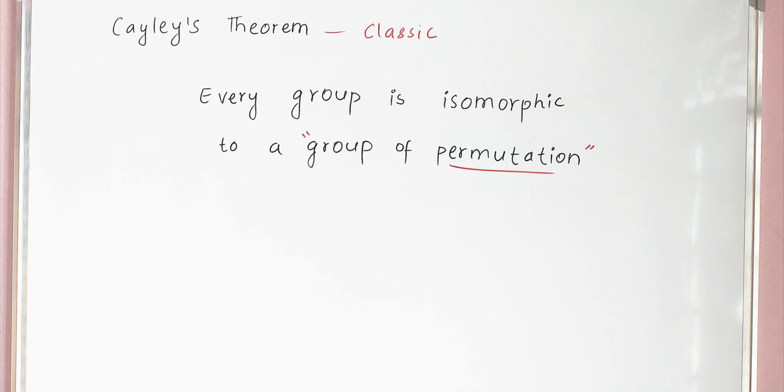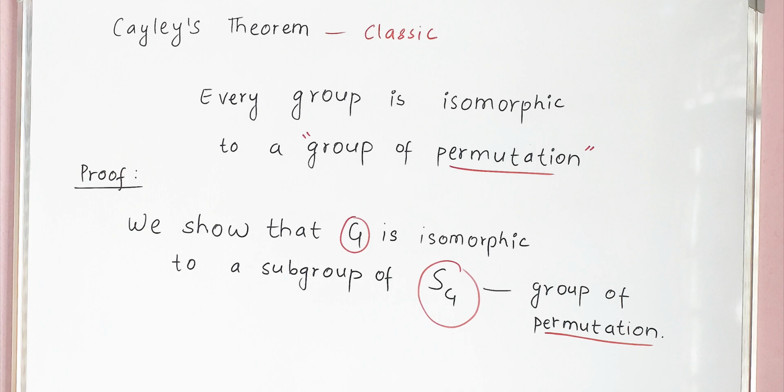its structure can be found in some group of permutations. Every group, its structure lies in some group of permutations. So what a discovery it is. Next we proceed to its proof. We prove this theorem by showing a group G is isomorphic to a subgroup of S_G. Here S_G is the group of permutations of G.